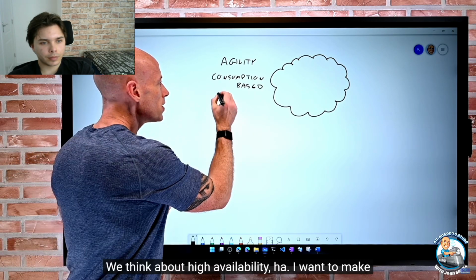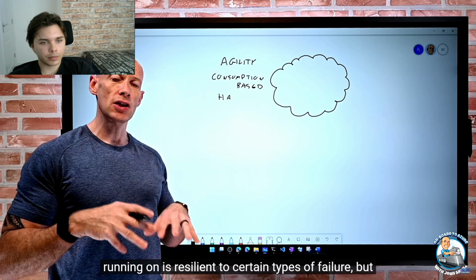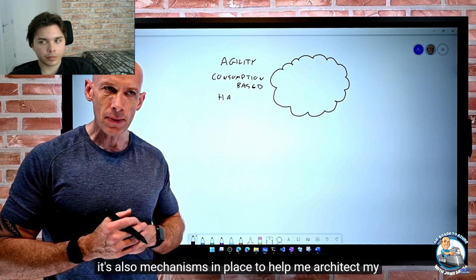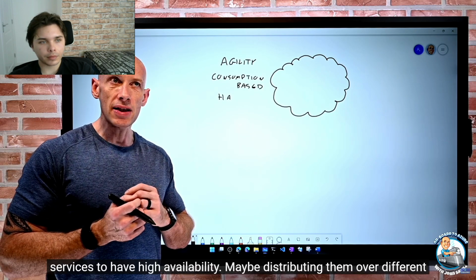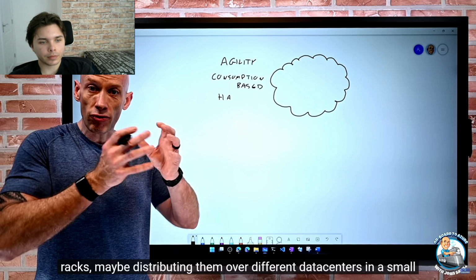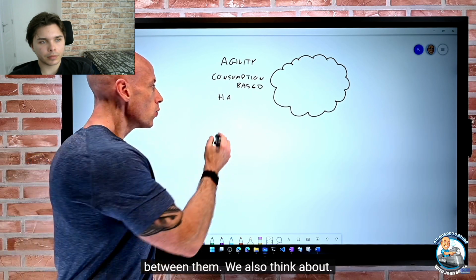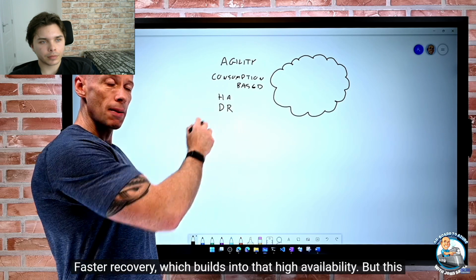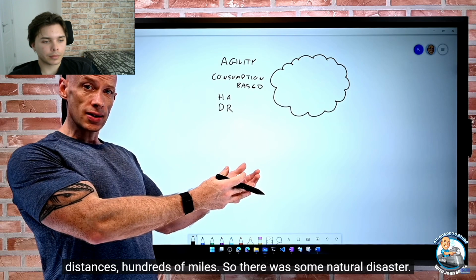We think about high availability, HA. I want to make sure that, yes, the basic infrastructure that my service is running on is resilient to certain types of failure, but there's also mechanisms in place to help me architect my services to have high availability. Maybe distributing them over different racks, maybe distributing them over different data centers in a small area, maybe spread over data centers with hundreds of miles between them. We also think about disaster recovery, which builds into that high availability, but this time we definitely want that big distance. I want big distances, hundreds of miles, so if there was some natural disaster, it's not going to impact all of our deployments.